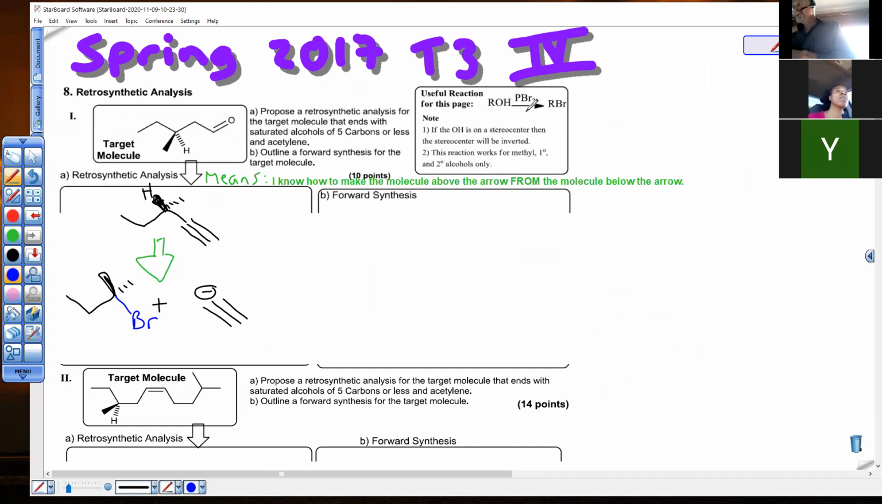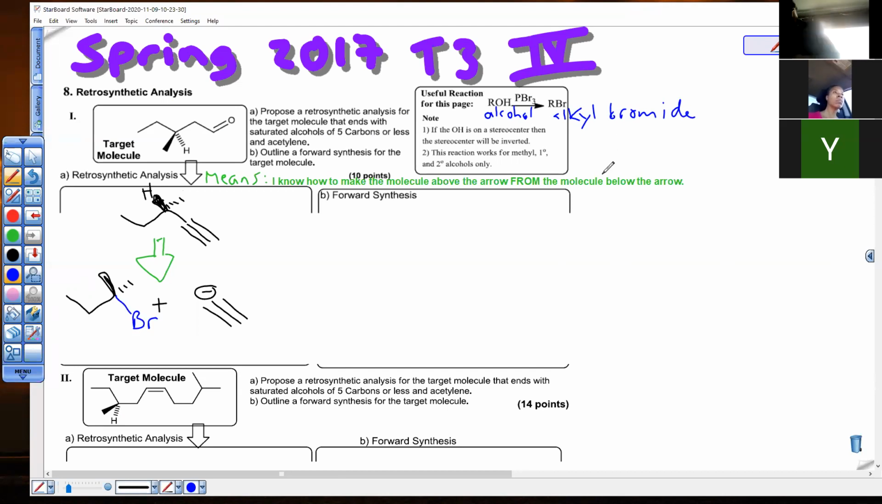This reaction here says I can convert an alcohol, yeah, that's an alcohol, to an alkyl bromide. Alkyl bromide, that's a carbon with a leaving group, by using this reaction the teacher's going to give me on the test.